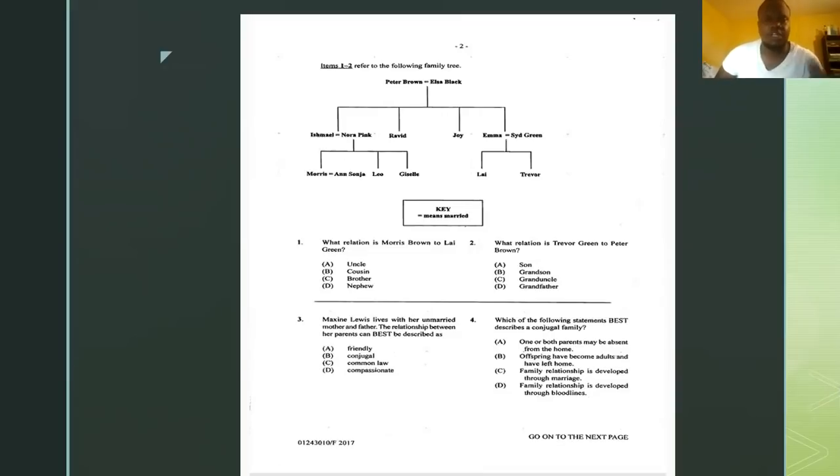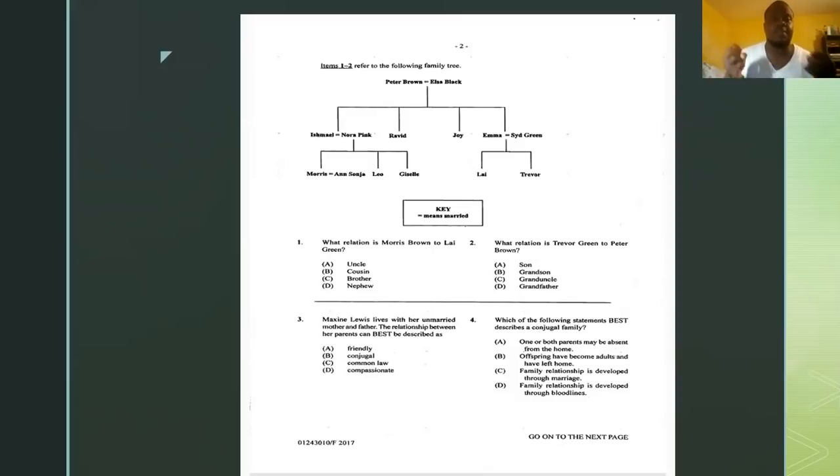Right, good. So study the diagram. So Peter Brown, the equal sign means married. So Peter Brown is married to Elsa Black. Then they have Ishmael, Ravid, Joy, and Emma. So they have 4 kids. Ishmael married to Nora Pink, and they had Morris, Leo, and Giselle. Good. Morris got married to Anna Sanja. Joy didn't have any kids. Ravid didn't have any kids. Emma got married to SYD Green, and they had 2 children, Lai and Trevor. So study and know what the diagram is saying.